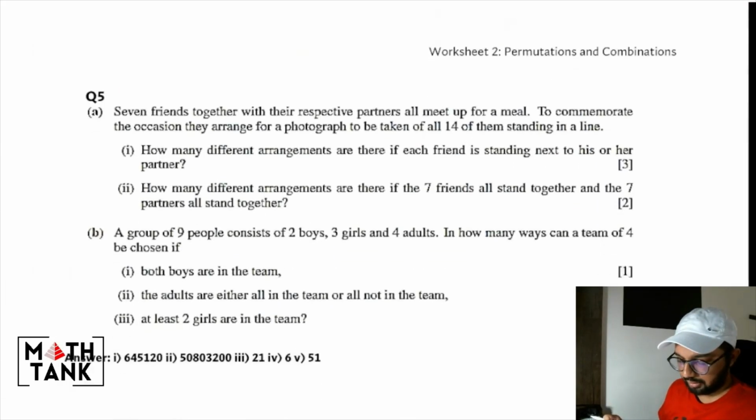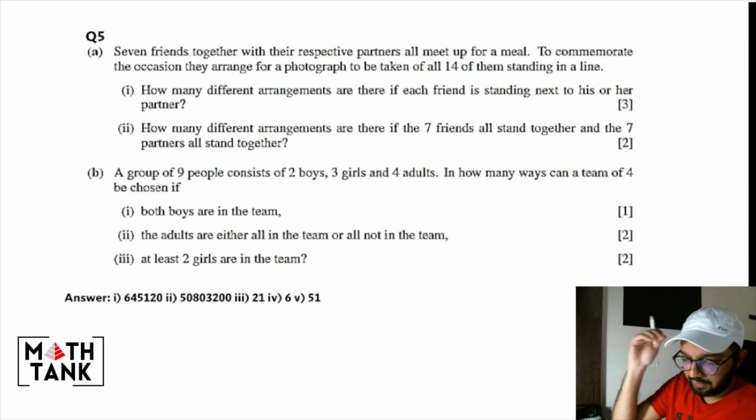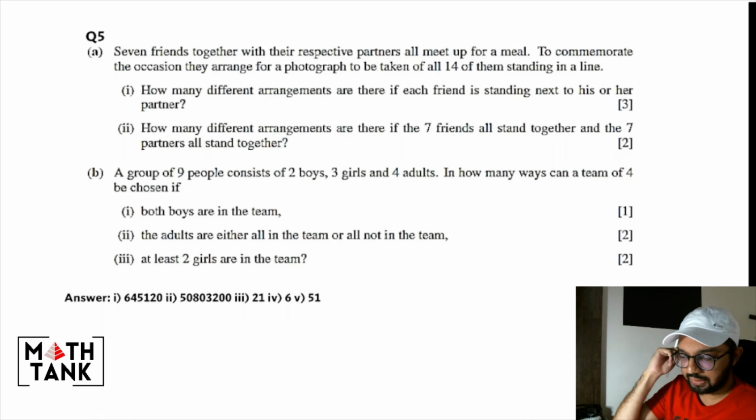Okay, moving on to question number 5. It says 7 friends together with their respective partners all meet up for a meal. To commemorate the occasion, they arrange for a photograph to be taken of all 14 of them standing in line. How many different arrangements are there if each friend is standing next to his or her partner?